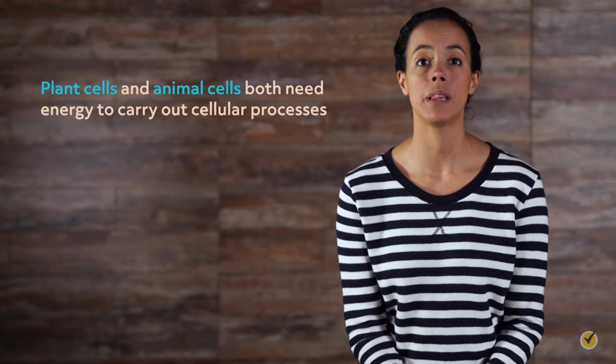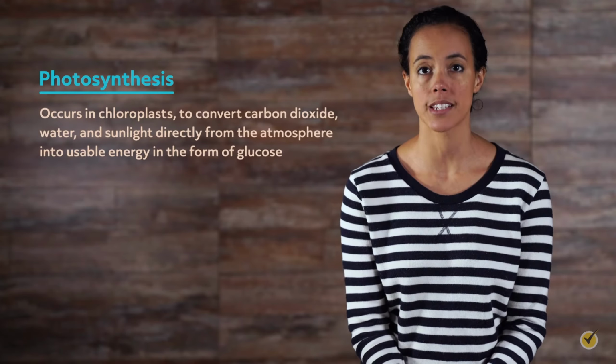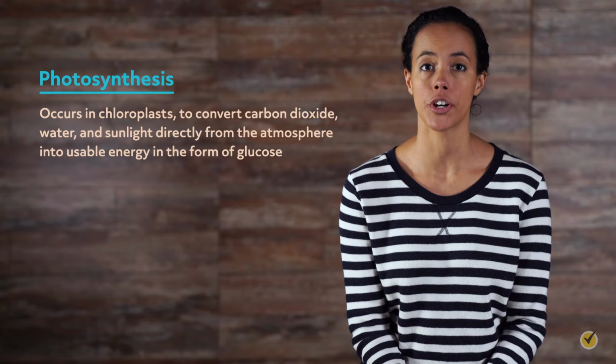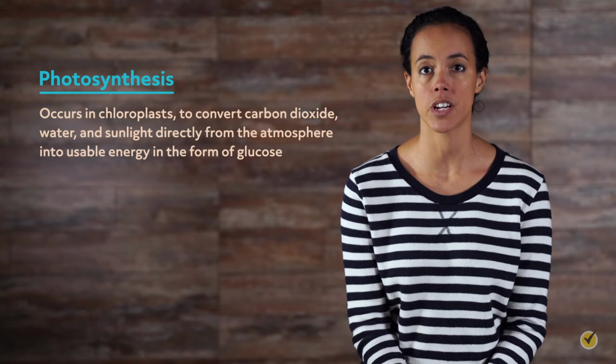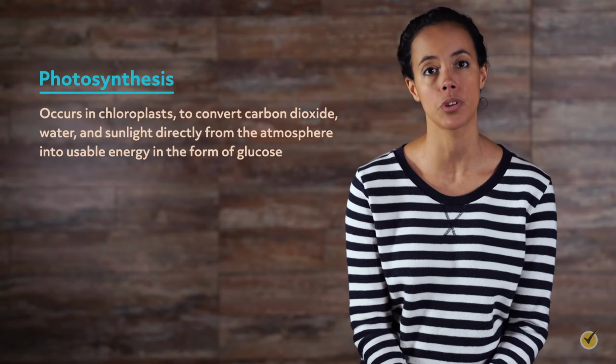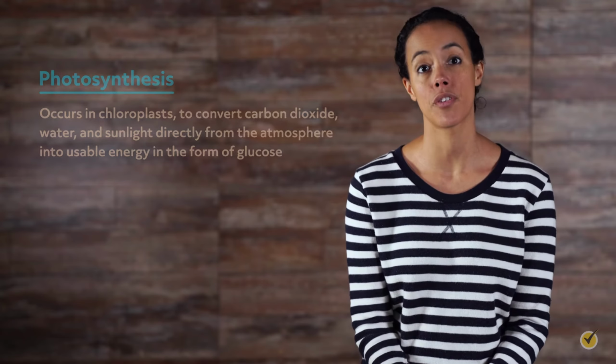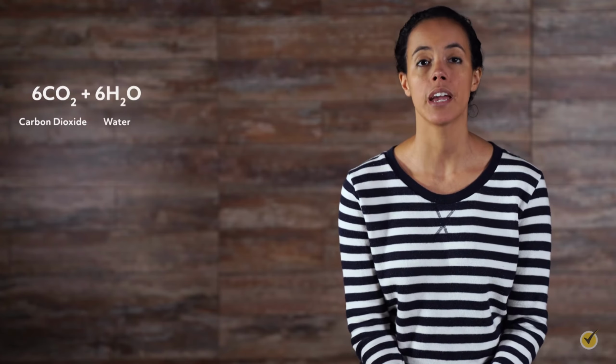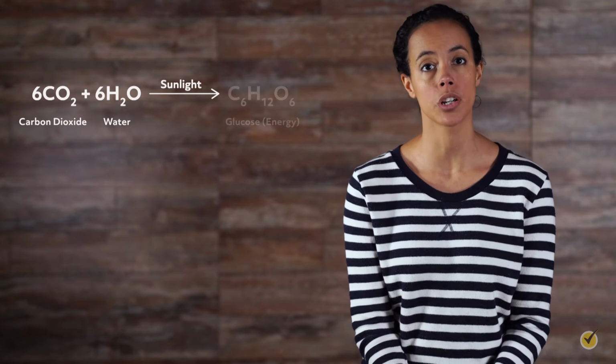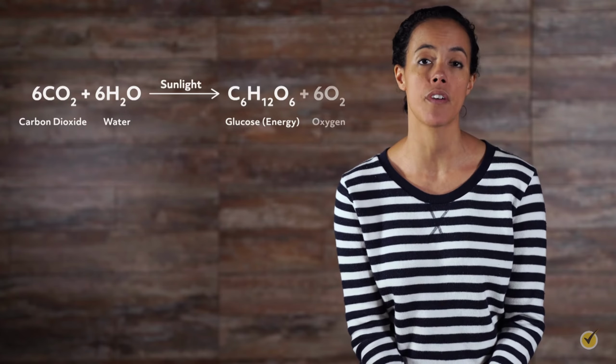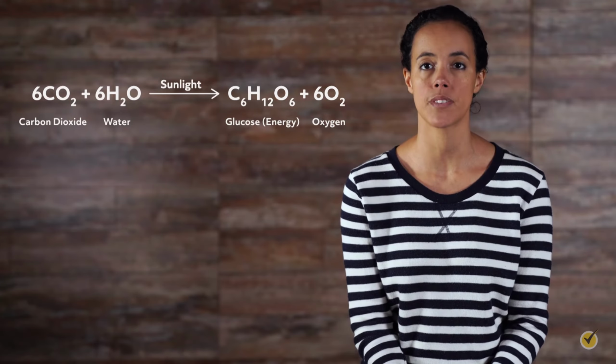Like I mentioned before, plant cells use a process called photosynthesis, which occurs in chloroplasts to convert carbon dioxide, water, and sunlight directly from the atmosphere into usable energy in the form of glucose. Let's look at the equation for photosynthesis. This is a balanced equation for photosynthesis. When we take 6 carbon dioxide molecules and hydrolyze them with 6 water molecules and photons from the sun, we get a usable form of energy in the form of the sugar glucose, along with 6 molecules of oxygen that get released into the atmosphere.